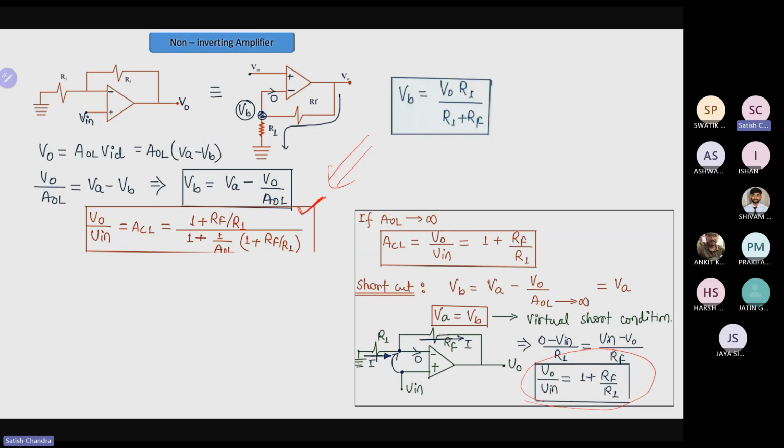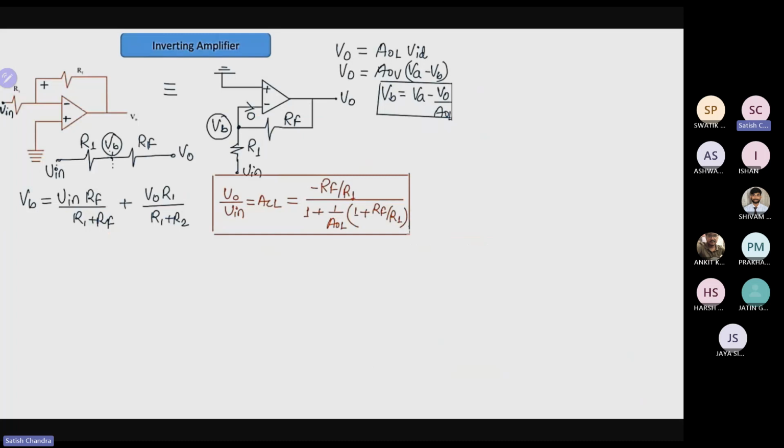I'm not going to go into detail of virtual short and virtual ground. This is already a well-known fact which we have already seen in earlier years. Basically, in the second year or third year, we have already gone through that, so I'm not going to explain the virtual short and virtual ground concept.